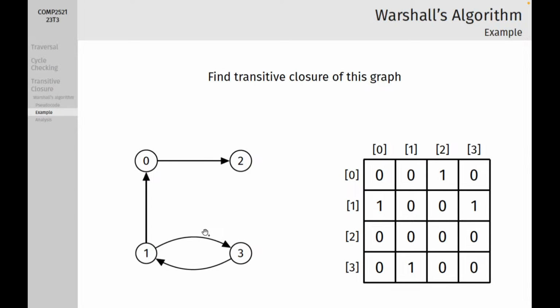Okay, so first we're going to initialize this reachability matrix with the edges from the original graph. Right, so we see that there's an edge from 0 to 2, so there's a 1 in this cell. There's an edge from 1 to 0 and 1 to 3, so there are 1s in these 2 cells. And there is an edge from 3 to 1, so there's a 1 in this cell.